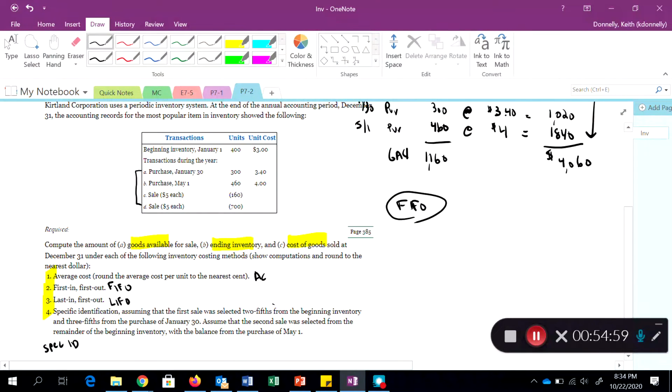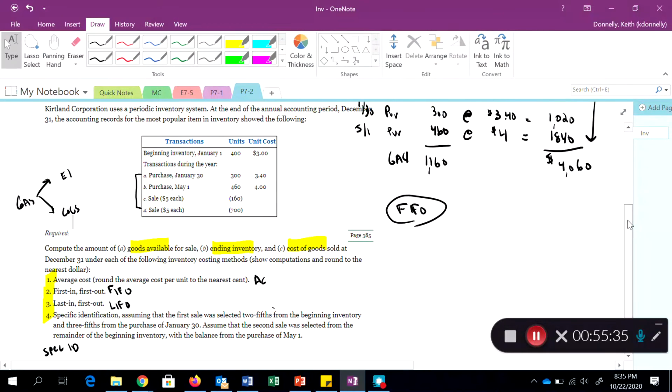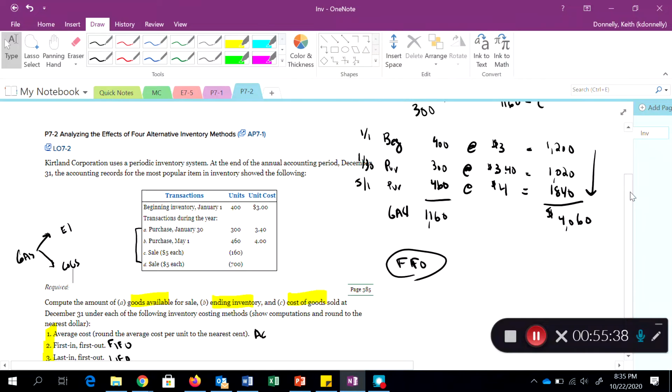So FIFO, right? They're asking for two things here. And what we know is we're trying to get and distribute our goods available for sale. We're trying to distribute it to our ending inventory, as well as to our cost of goods sold. Now, in this case, given these facts, FIFO is our first in, first out.